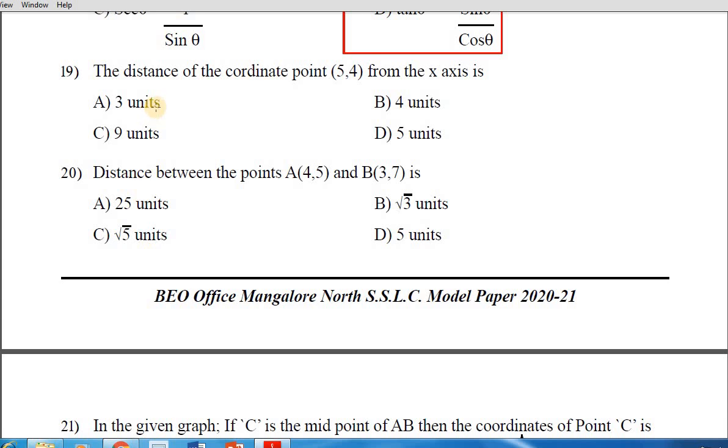Question number 19. The distance of the coordinate point 5, 4 from the x-axis. Children, keep it in mind, whenever they ask for a distance from the x-axis, we write the y coordinate. So the y coordinate here is 4. Hence the correct option is B, 4 units. In case there is -4 in the option, don't go for it. Keep it in mind, distance cannot be negative. Very important. They have asked this in one of the model question papers.